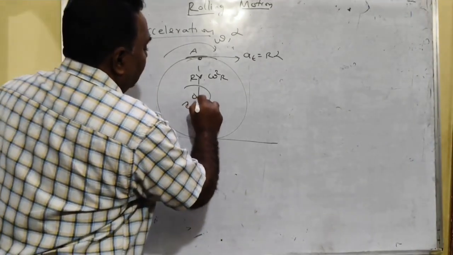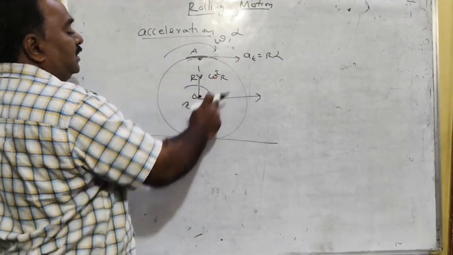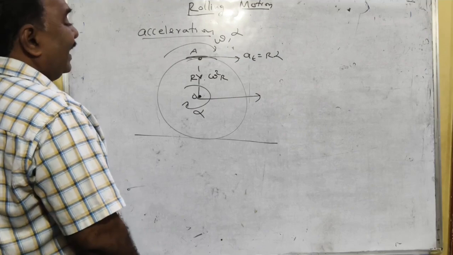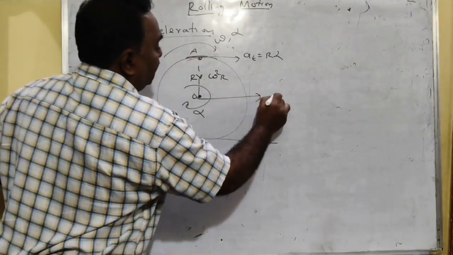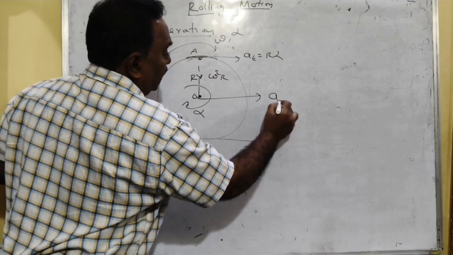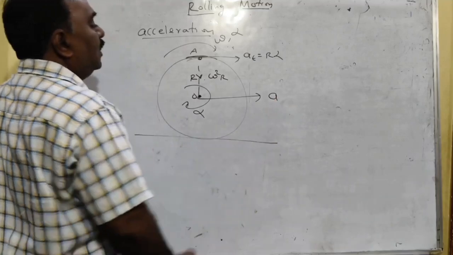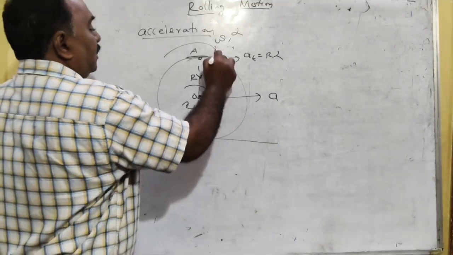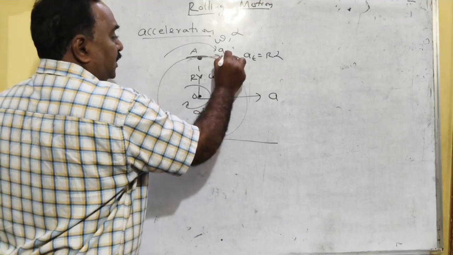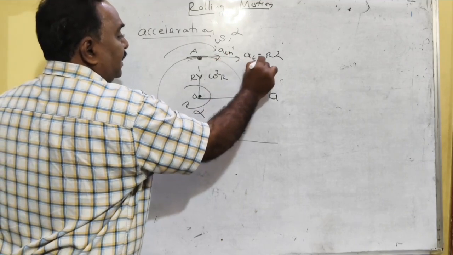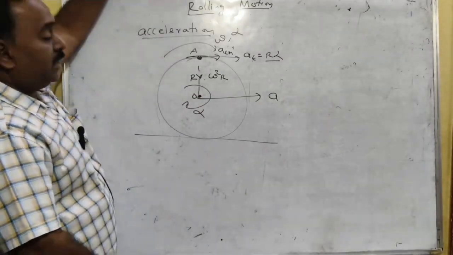Again, translational acceleration means the center of mass of this body will have some translational acceleration, ACM. Simply we say it as A. So that's why there are three accelerations at this point: translational acceleration, tangential acceleration, and radial acceleration. Three types of acceleration at the same point will be acting.